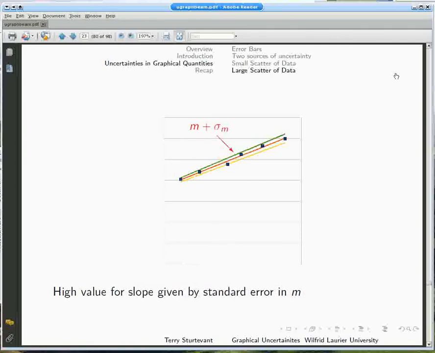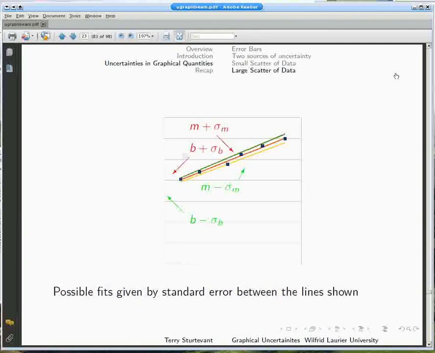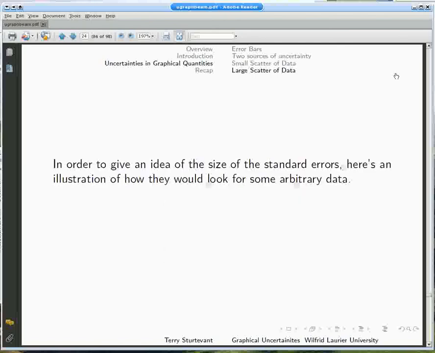Using the maximum value for the y-intercept and the slope gives us an upper bound for our data. Using the minimum value for the y-intercept and the slope gives us a lower bound for our data. Take a look at the next few examples for some made-up data.